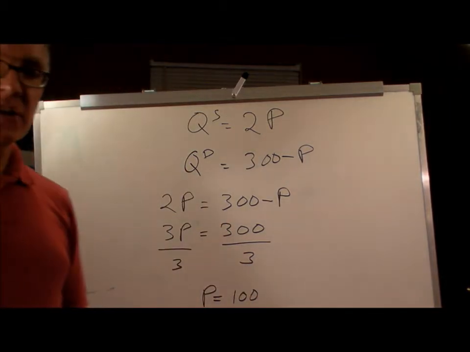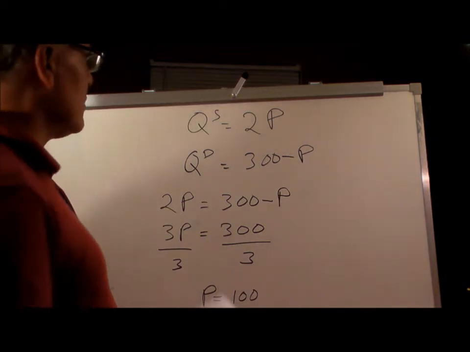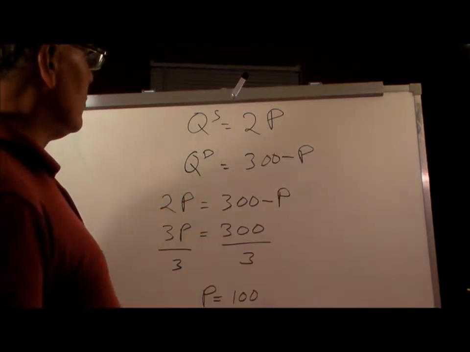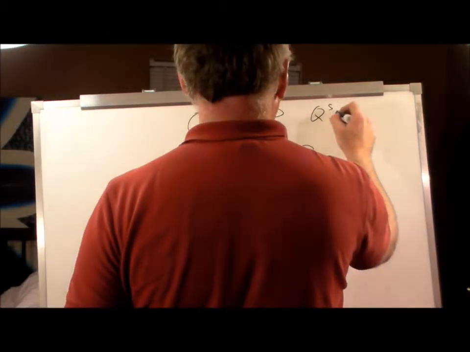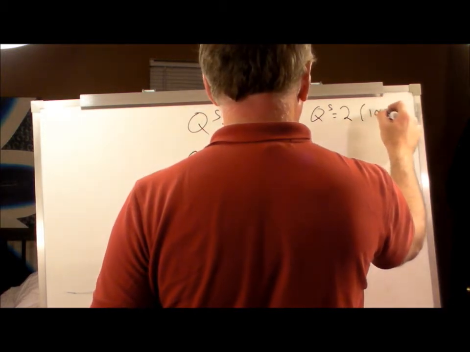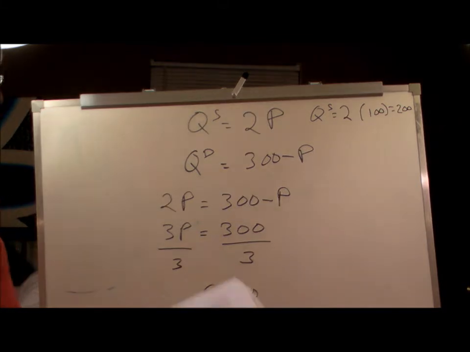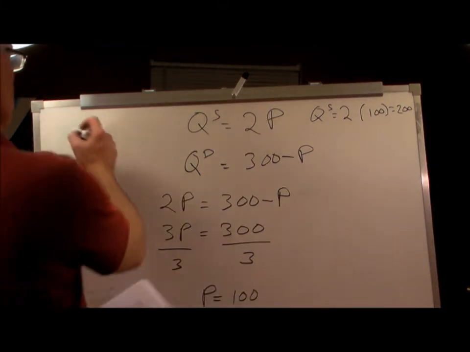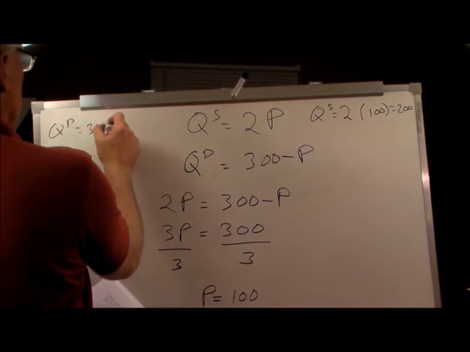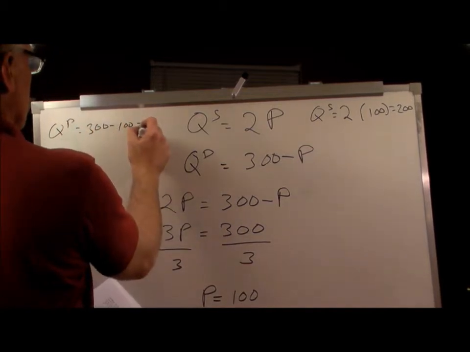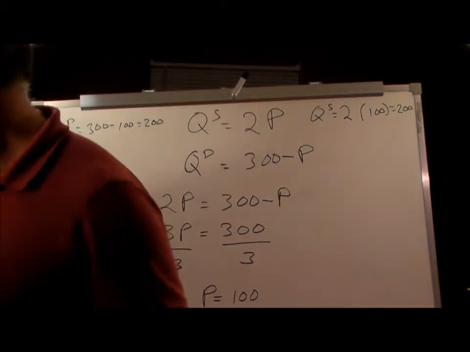And then just to check to make sure this answer makes sense, we'll plug 100 into both equations. So if we plug P into the supply equation, we have quantity supplied equals 2 times 100, which equals 200. So that's good. Well, it's an answer. And it's good if it matches this. Well, if we put quantity demanded equals 300 minus 100 equals 200, and so we have success here.